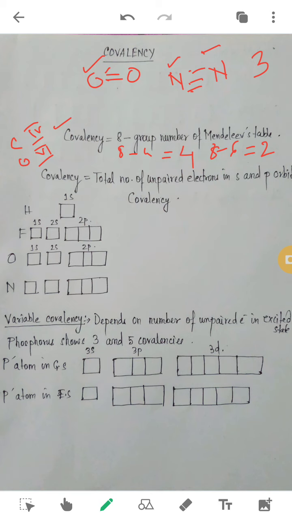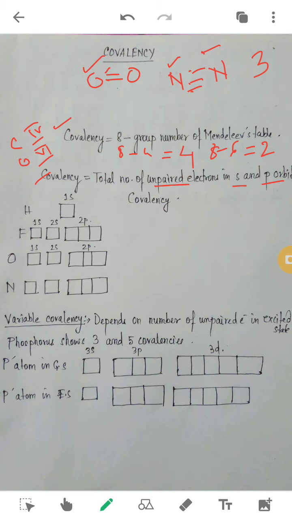Again, covalency can also be calculated by this formula: the total number of unpaired electrons in the s and p orbitals. You have already learnt about the configurations with the s and p orbitals. Since you have learned the electronic configuration with the orbitals, you can understand what I am now telling you.